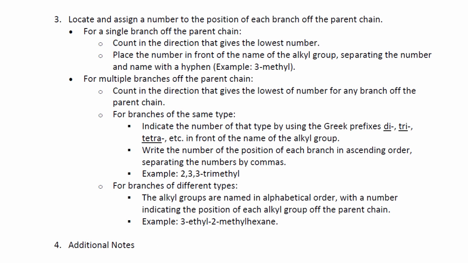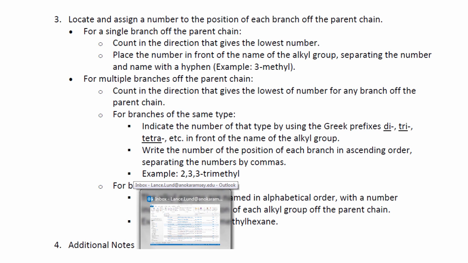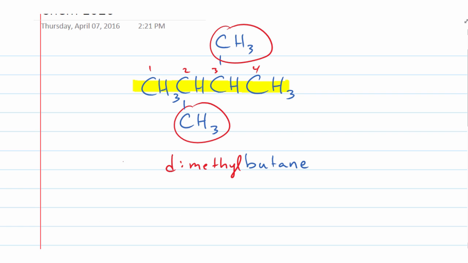And then according to this, what we'll do is write the number of the position of each branch in ascending order, separating the numbers by commas. So the numbers we're going to put in would be 2 and 3. And the 2 and 3 would be separated with a comma. And then the 3 and the D would be separated by a hyphen. We'll call this one here 2,3-dimethylbutane. Any questions on this one here?